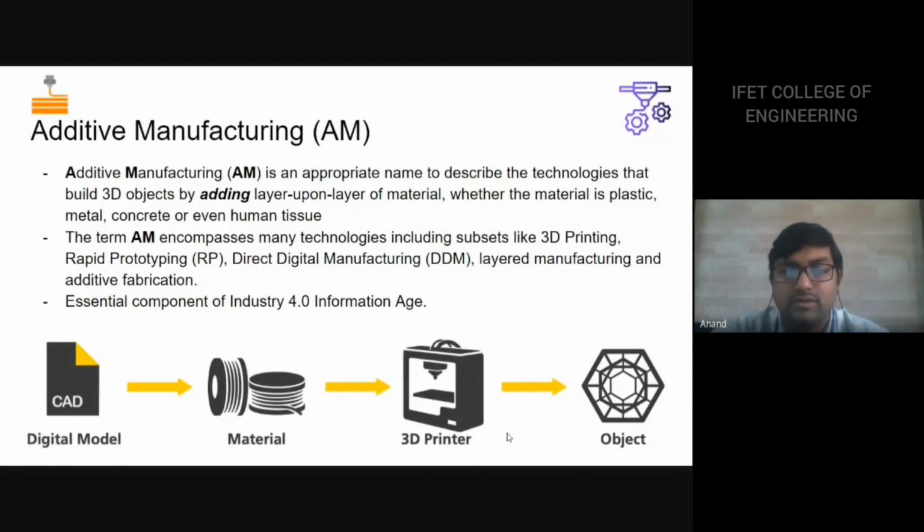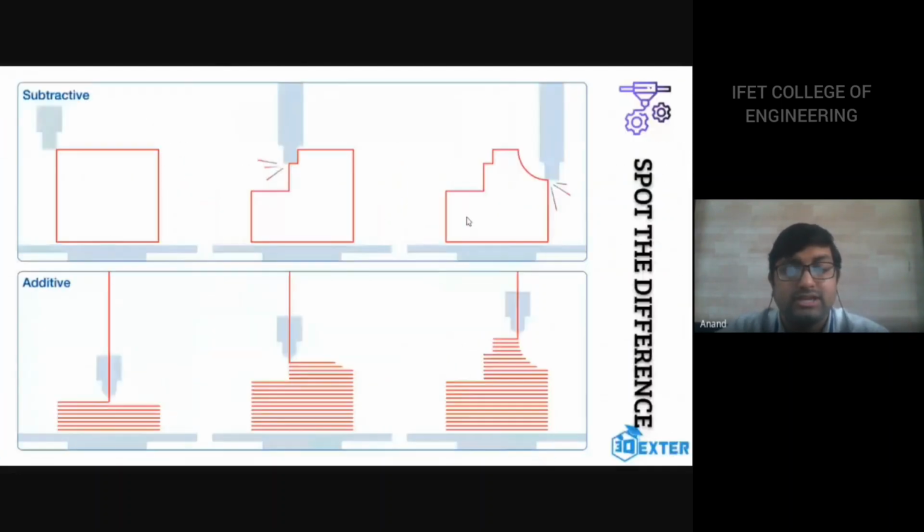Now going to the next stage, from the digital model, we will select the material that is required. We will be using the 3D printer, and the final object is created. Now let me talk about the difference. The main difference you can see here is, I want you to observe this picture for a few seconds.